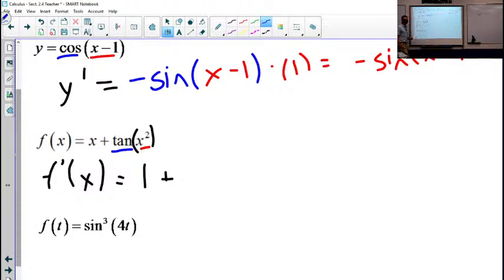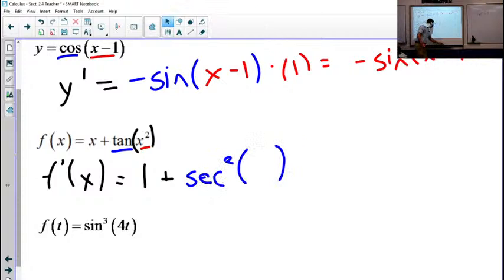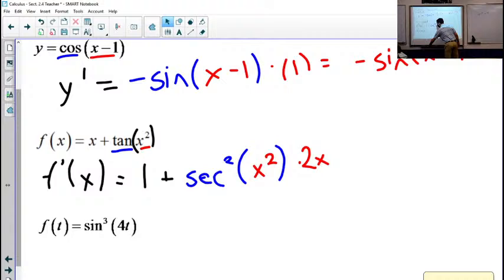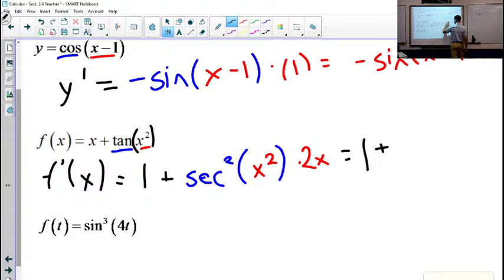So derivative of tangent of x squared, well, outside derivative, derivative of tangent is secant squared of the inside function. So the inside function is x squared. Times derivative of the inside part. Derivative of x squared is 2x. So to rewrite that a little bit, 1 plus, let's put the 2x out in front, secant squared of x squared.